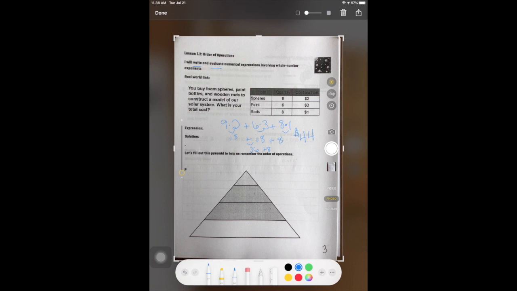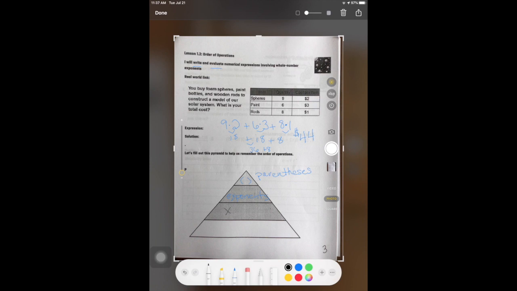So let's talk order. This pyramid is really great to use in order to keep the order in mind. Okay, this top section is going to be our top priority. So the first thing you always want to start with is anything inside parentheses. Okay, parentheses always come first. Then, just like we learned about yesterday, exponents are the next thing in the order. So we want to start with parentheses, then go to exponents.